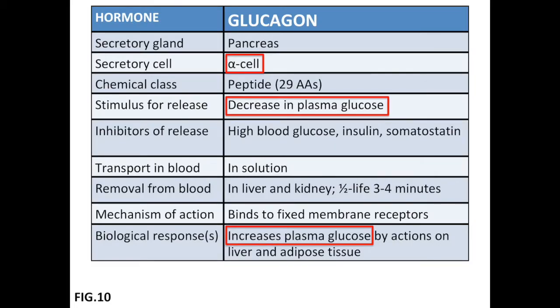Glucagon is a protein hormone that is synthesized, stored, and secreted by the alpha cells of the pancreatic islets. It's about 29 amino acids long, and its stimulus for release appears to be a decrease in plasma glucose, although the mechanism isn't as well established as insulin. The inhibitors of release are high blood glucose, insulin, and also somatostatin.